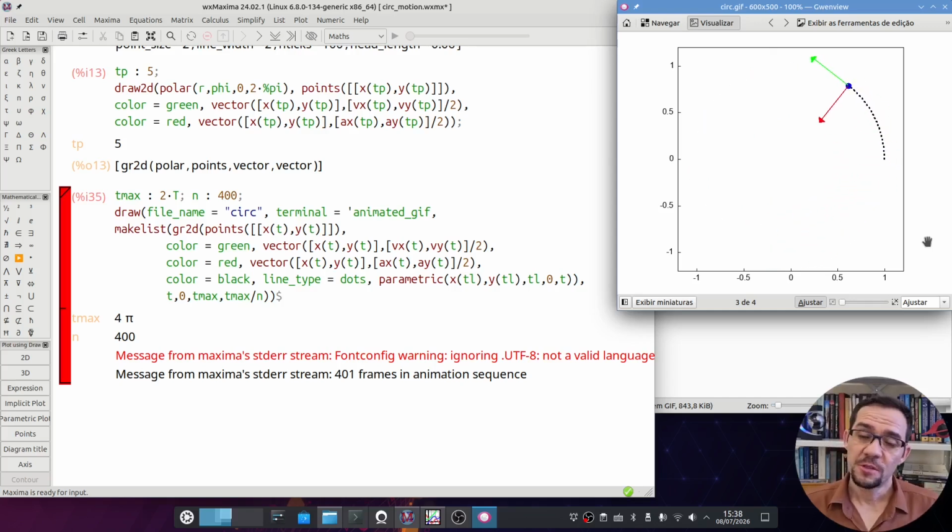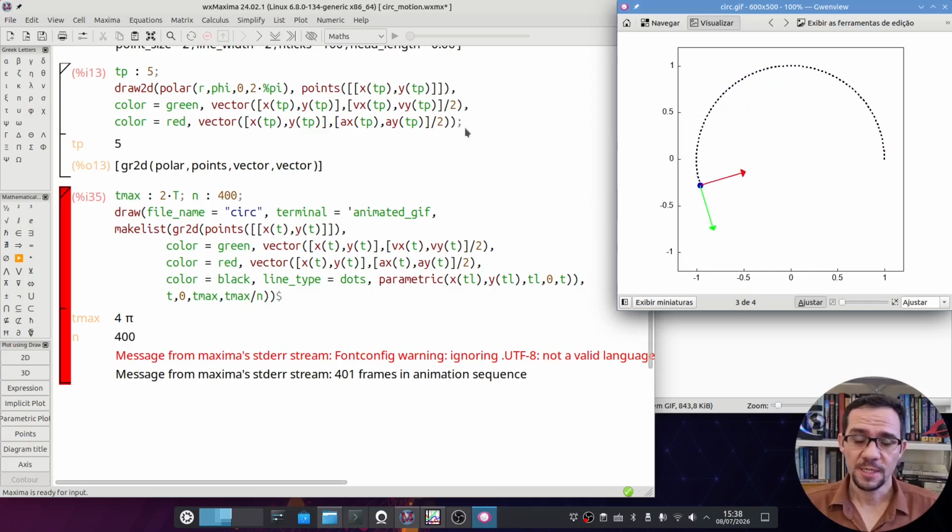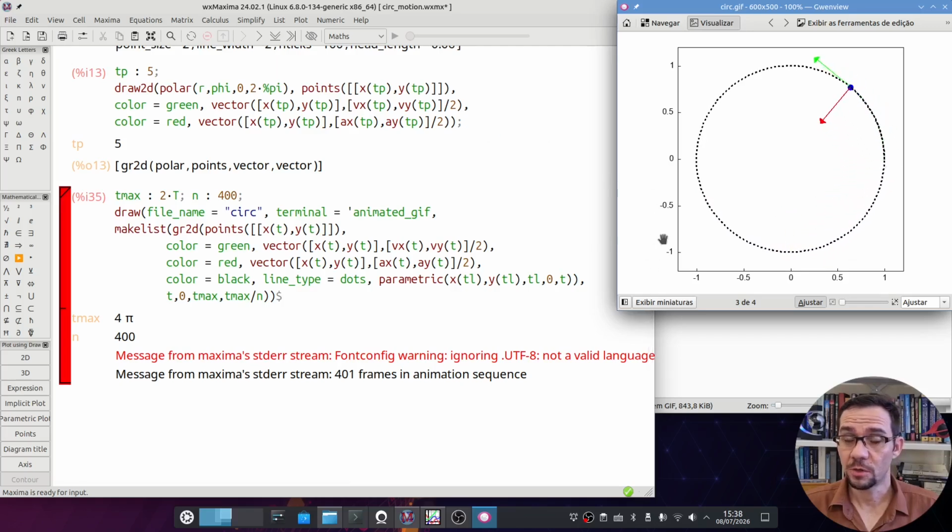So the interesting thing about knowing how to code this is that you can make the simulations you think are best for your students. So this is how I would like to show you today.